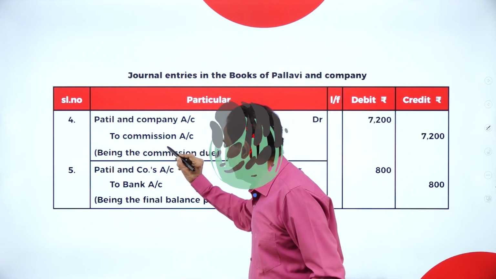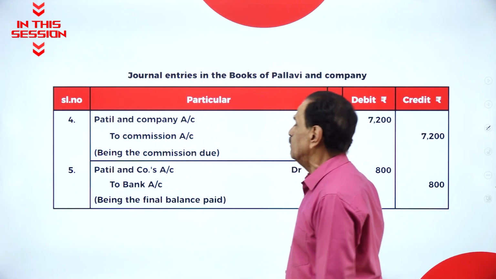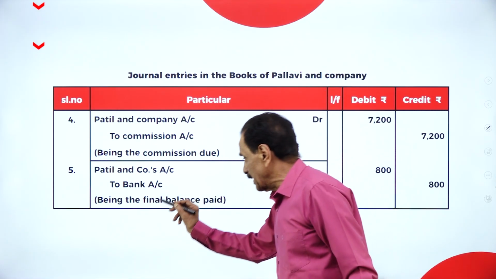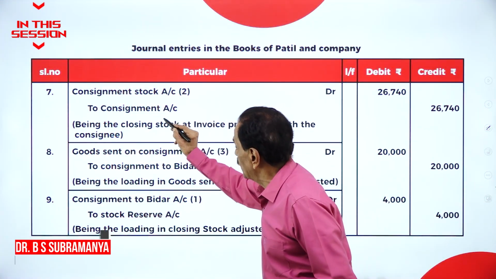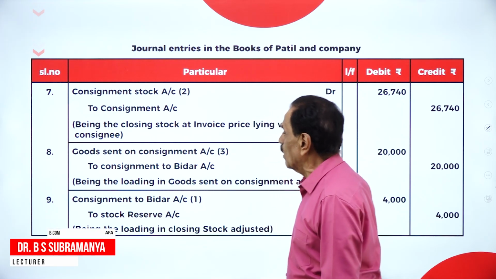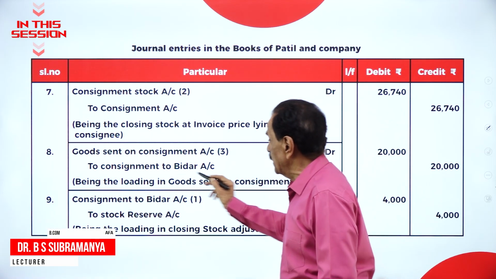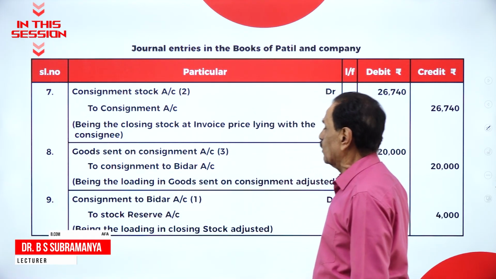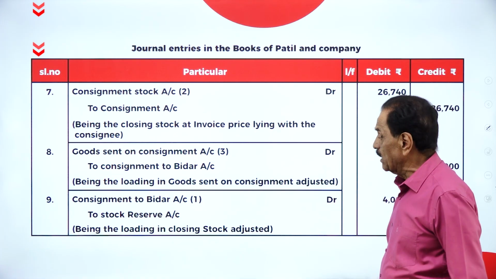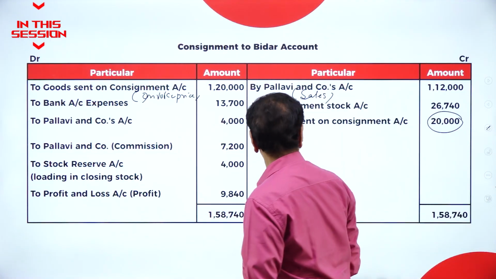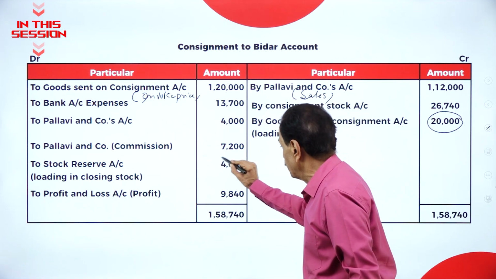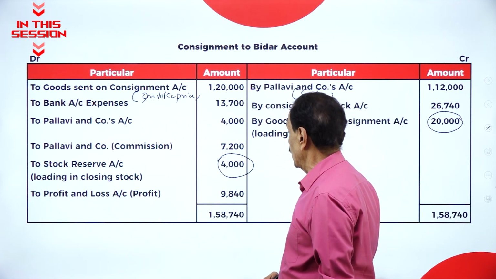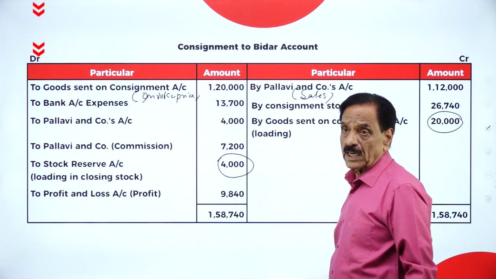Party and company to commission account, being the commission due. Party and company to bank account, being the final balance paid. Consignment stock account debit to consignment, being the closing stock. Goods sent on consignment account debit to consignment account, being the loading on goods sent. Here, stock reserve on the closing stock, we already calculated 4,000 divided by 100 on closing stock. The difference is 9,840.